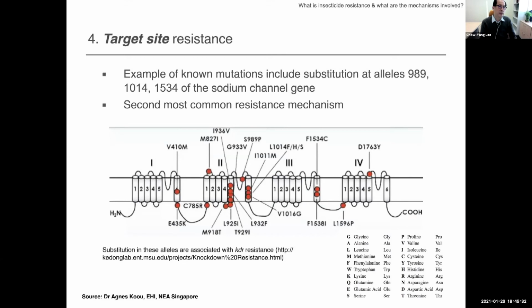Target site resistance normally refers to some form of mutation at a certain point where it will substitute an amino acid with a different amino acid. Let me give you an example. If you look at the slide, S989P. S refers to serine and P refers to proline. So at this particular point, 989, the amino acid serine has been replaced by proline.